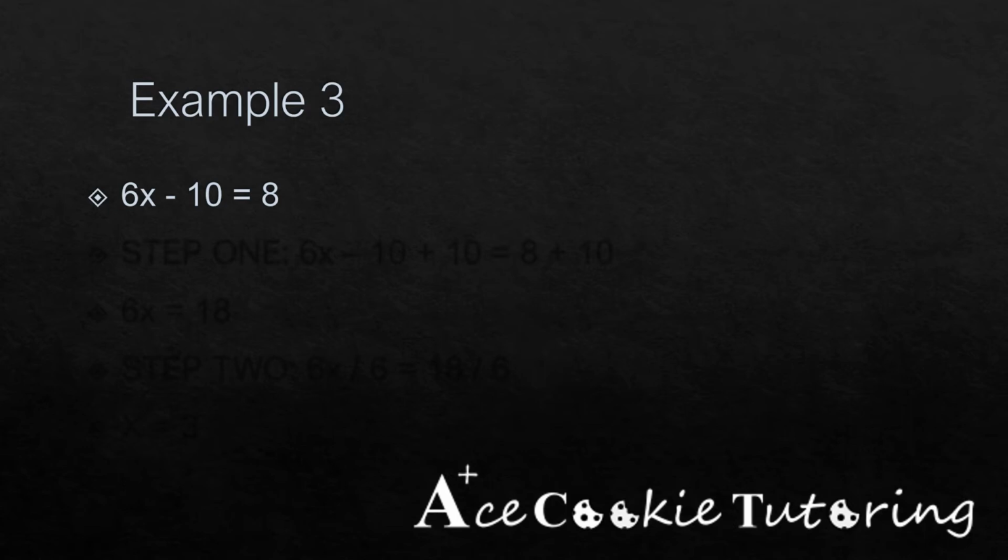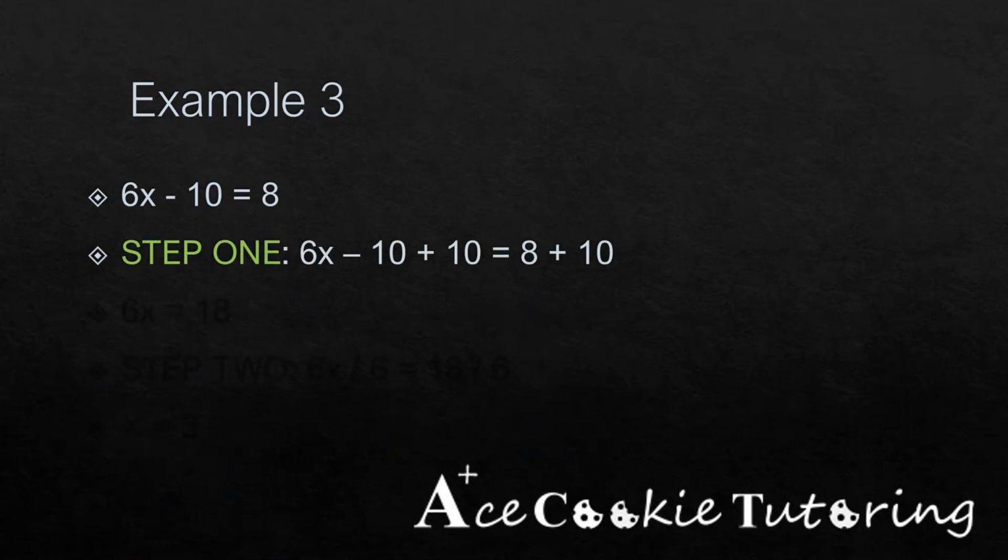Let's look at step number 1. I'm going to add 10 to both sides. And do you remember why? Is that 10 negative or is it positive? And it is negative because that minus sign is to the left of the 10. So step 1 is in green, and I'm subtracting 10 from both sides, which gives me 6x equals 18.